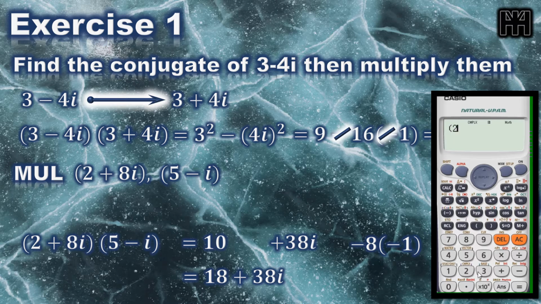Okay, now we will calculate 2 plus 8i, close the bracket, multiply 5 minus i. Don't forget i is ENG, equal 18 plus 38i. See?